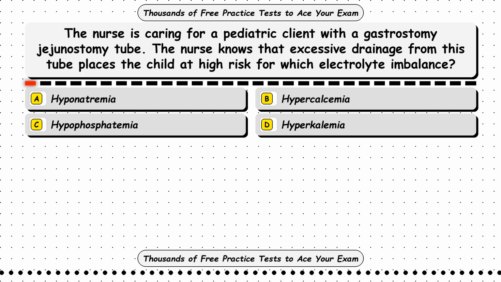Question 125. The nurse is caring for a pediatric client with a gastrostomy jejunostomy tube. The nurse knows that excessive drainage from this tube places the child at high risk for which electrolyte imbalance? Option A, hyponatremia. Option B, hypercalcemia. Option C, hypophosphatemia. Option D, hyperkalemia.